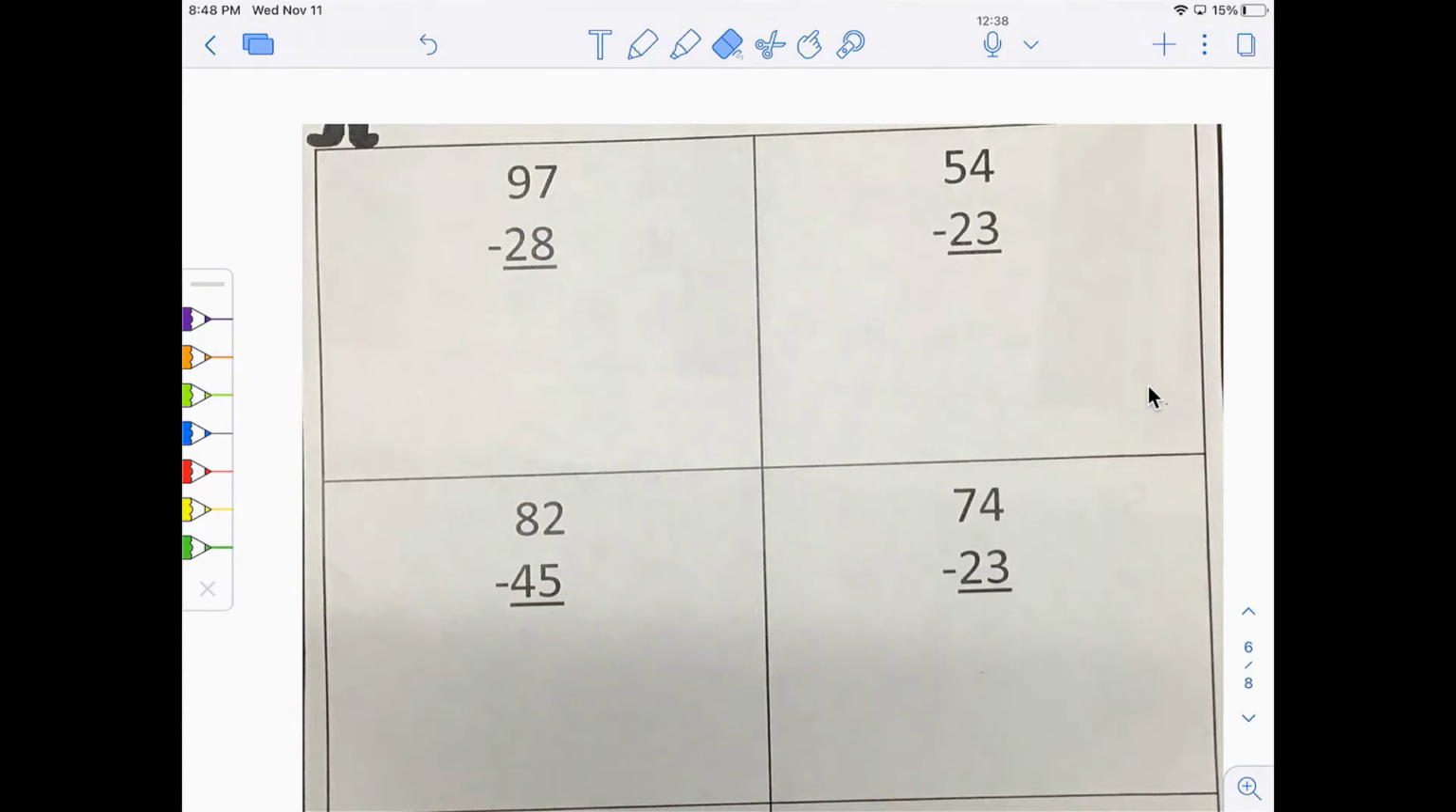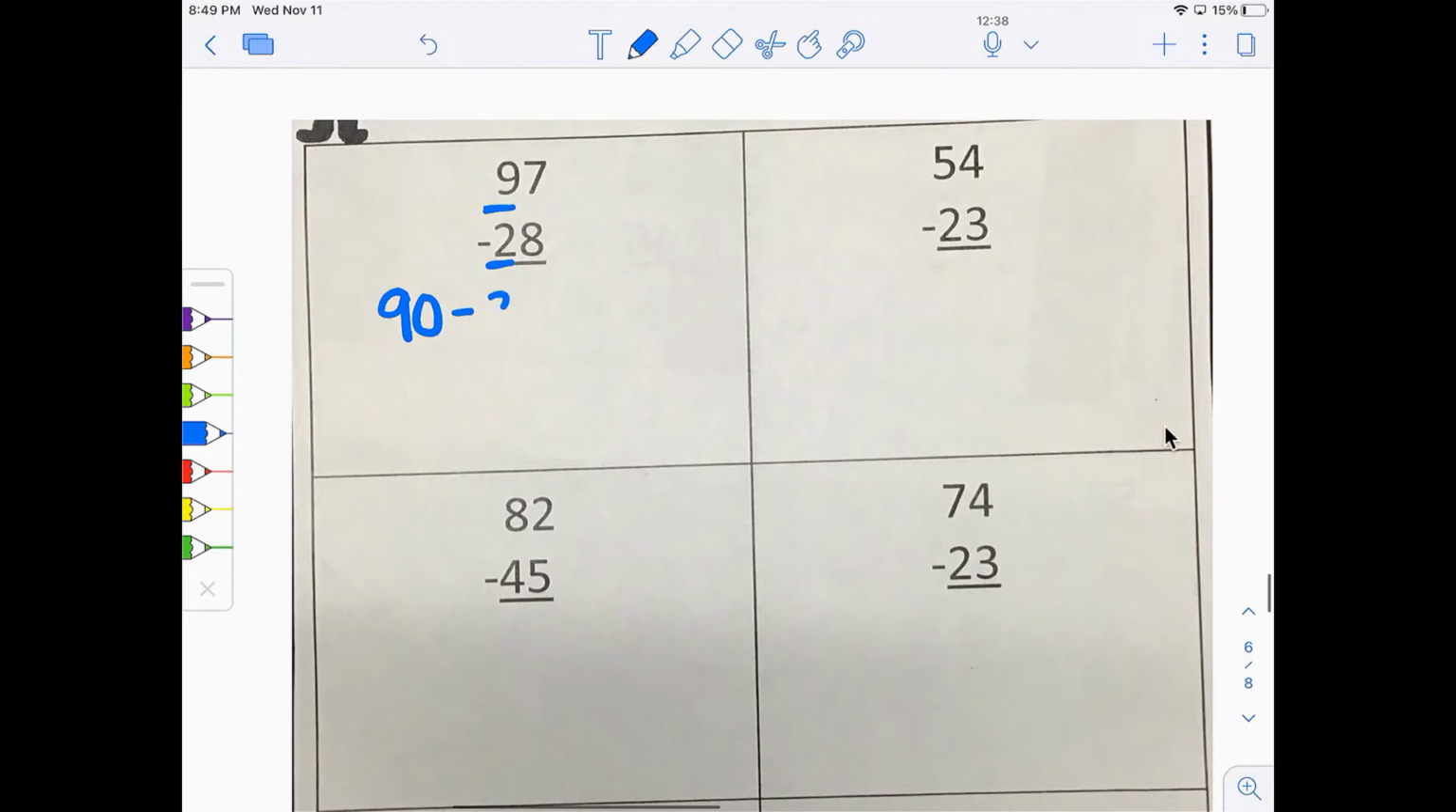If we look at the 97 and we just look at the 9, we know that the digit is 9, but the value of the 9 is 90. So we're going to start with 90 minus, now we're going to look at the value of the 2. 90 minus 20 is 70. Okay, now we need to look at the ones. So we're going to look at the 7 and the 8.